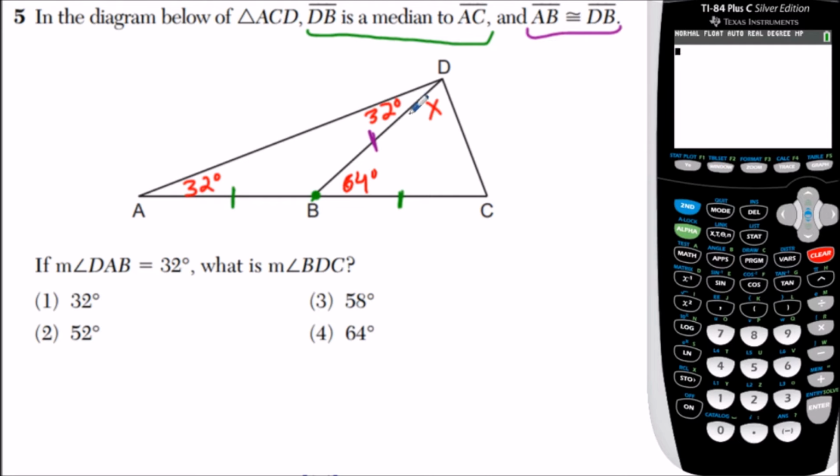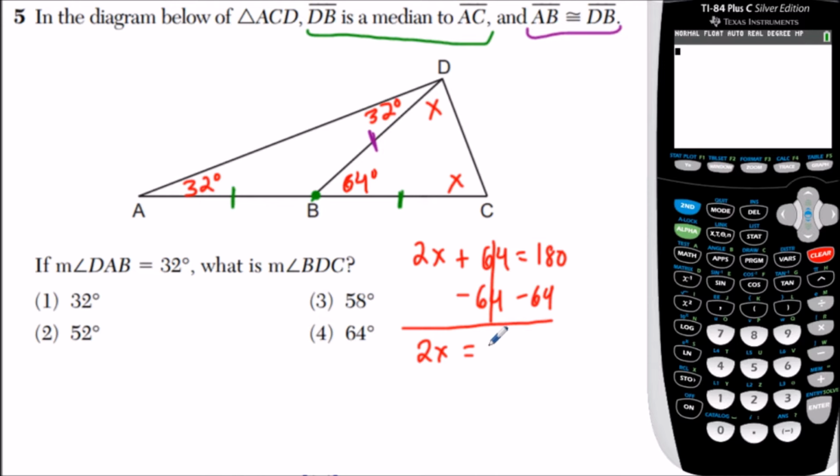But then, same concept as before, we have another isosceles triangle here. DB and BC are equal in measure. So not only is this angle x, this angle down here is x. Then all we have to do to solve is, we have 2x because x plus x, plus 64 equals 180. Just know the sum of the angles in any triangle is 180 degrees. Now we got 2x equals, that's going to subtract to 116. So when we divide by 2, we're going to get x equals 58.